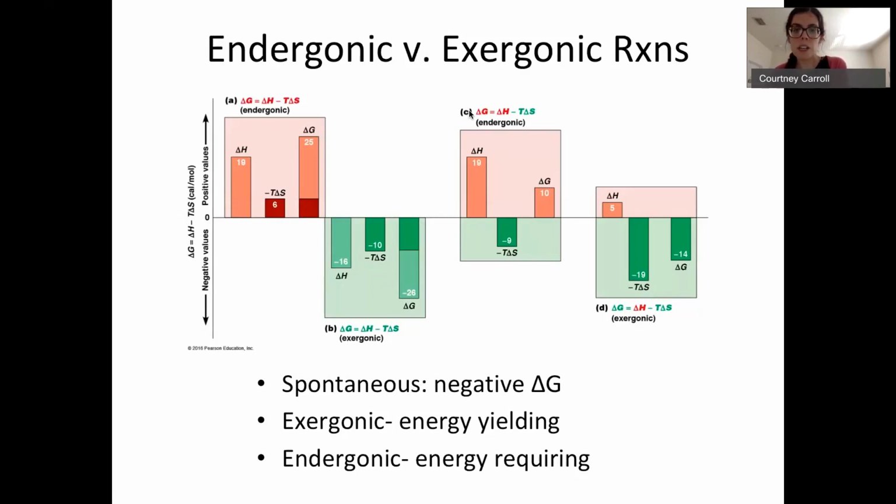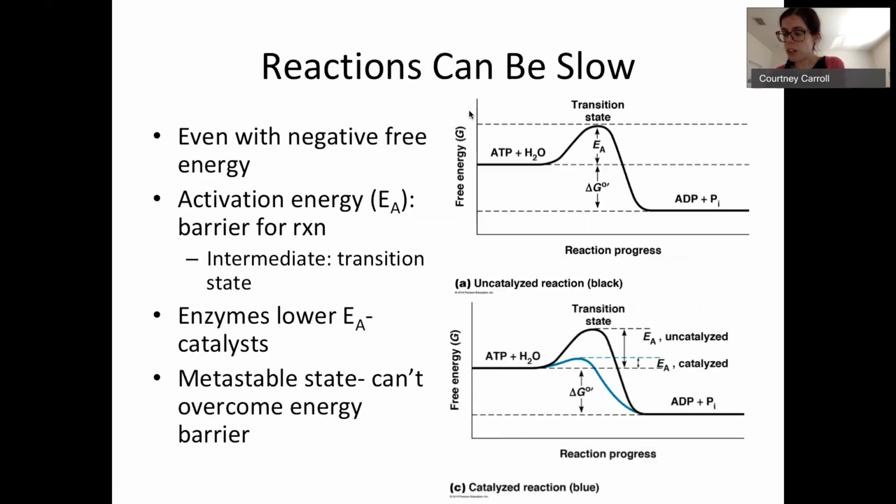However, just because a reaction is favorable, it doesn't mean that it'll occur in a time frame that the cell needs it to occur in. This is where enzymes come in. Enzymes can speed up reactions by lowering the barrier for energy, or the activation energy, E sub A, and that's shown here on the graph.